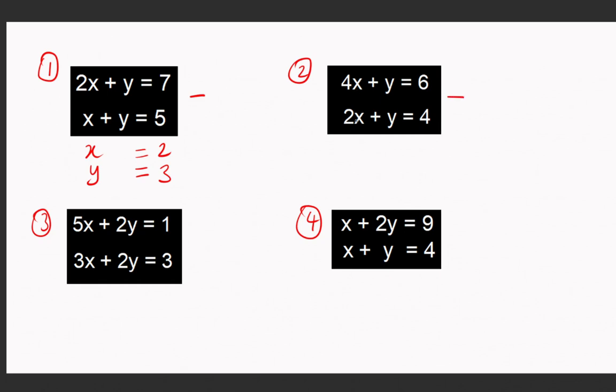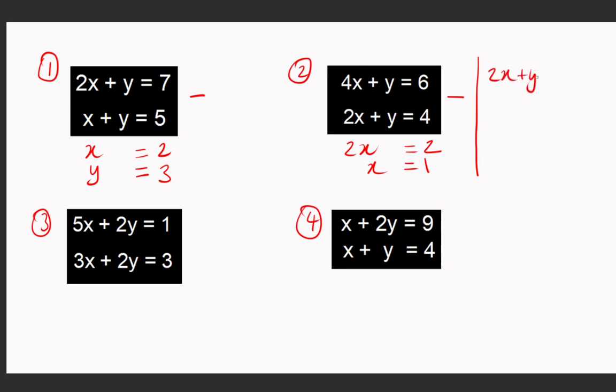So 4x minus 2x is 2x. Y take away y is nothing. 6 take away 4 is 2. So that tells me, doesn't it, that x is equal to 1. Now, of course, this time it's not so easy to see what the value of y is straight away. So remember, what you need to do is to basically substitute. So take one of the equations. I'm going to take the second one because it looks a bit easier. It doesn't matter which one you use.